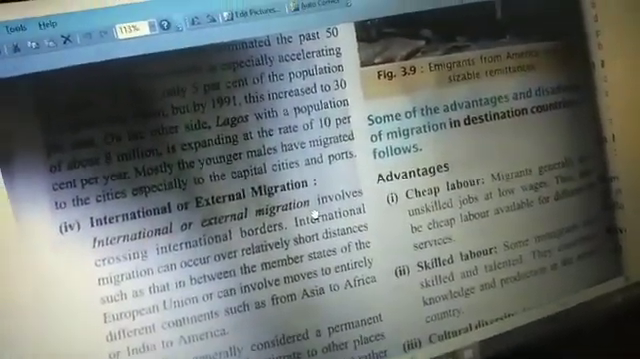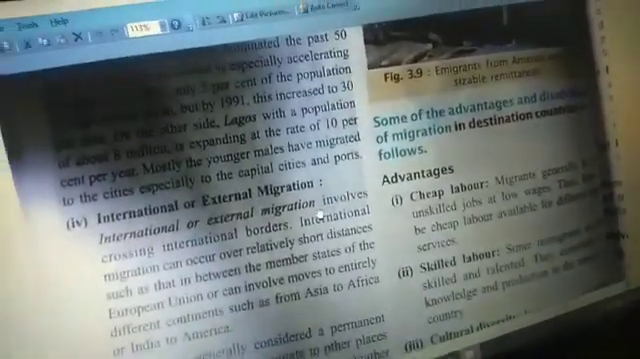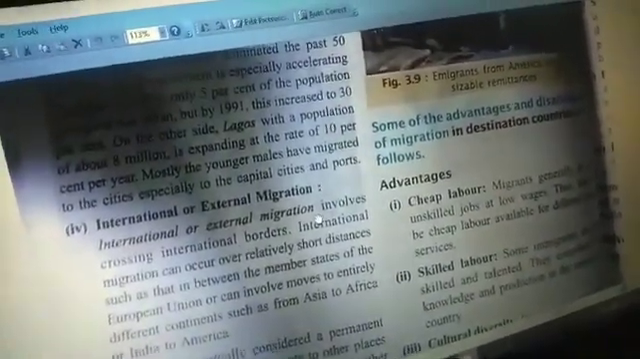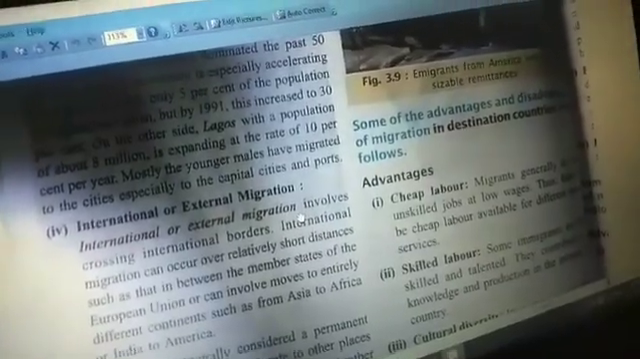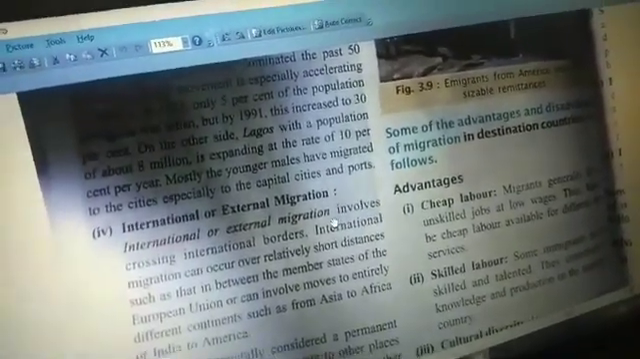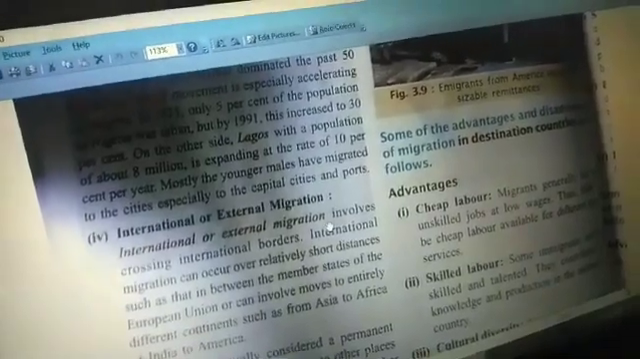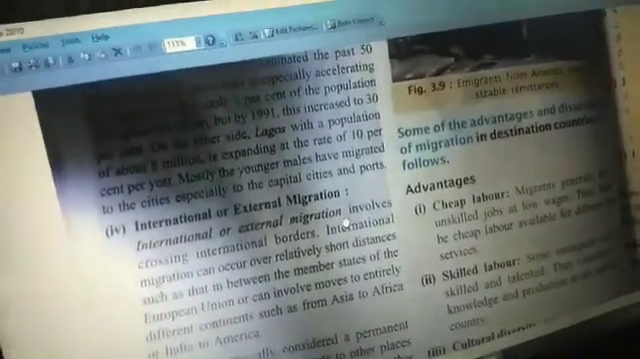So the next type, if you see, is international or external migration. This is just the opposite of internal migration. Within a country, if you are traveling, that is called domestic, and when it comes under international, it is from one country to another country, or one continent to another continent entirely.